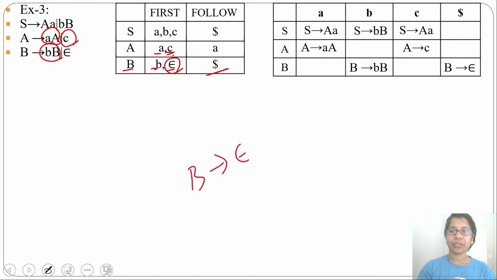Every cell contains just one entry. There is no multiple entry. So this grammar is LL1.